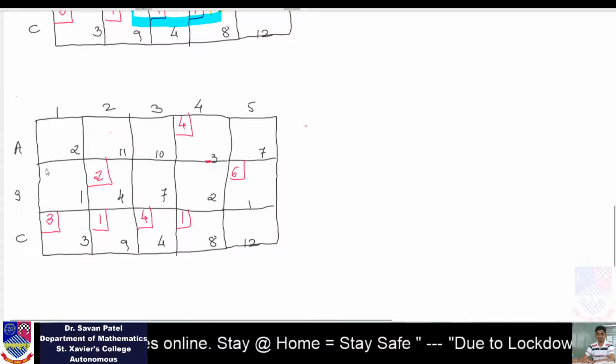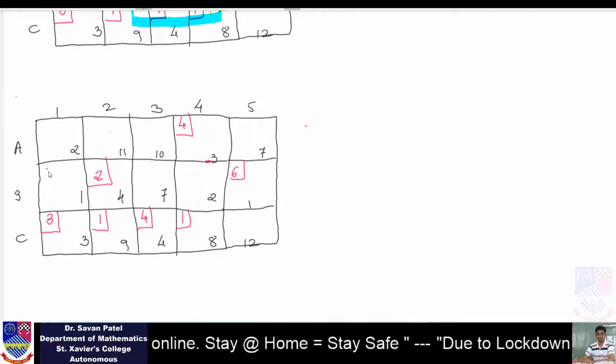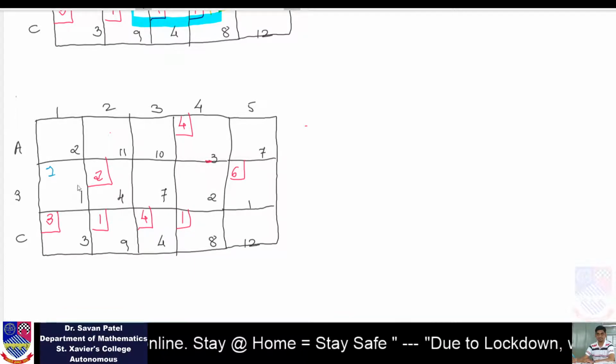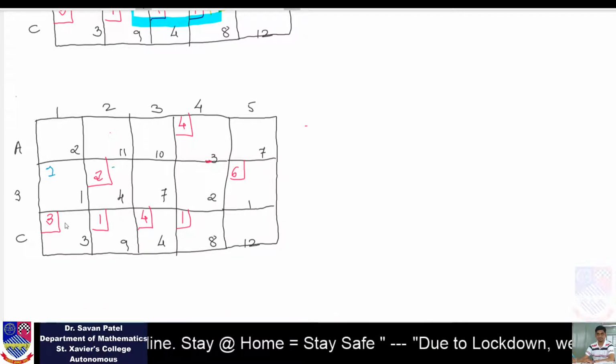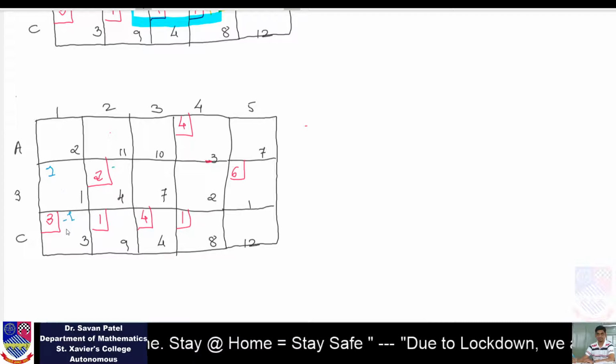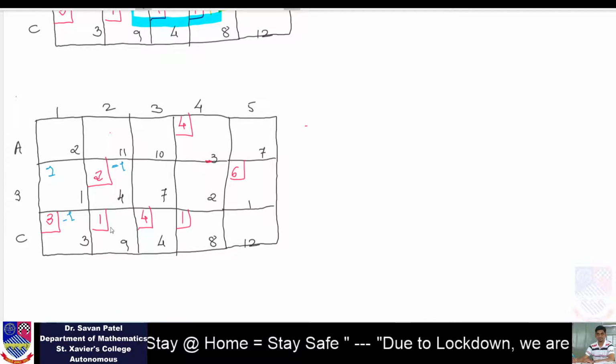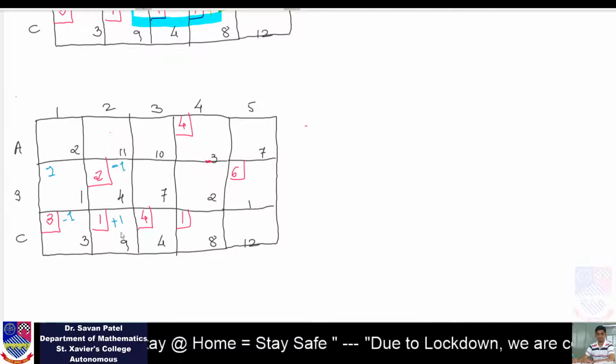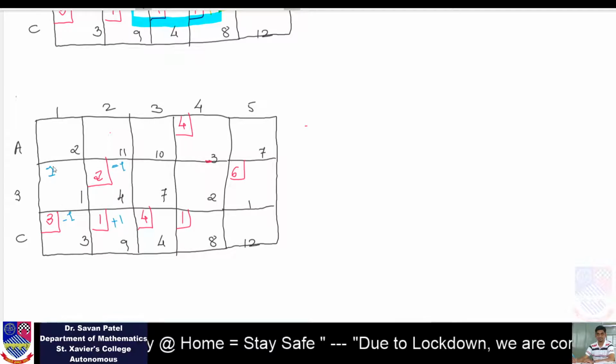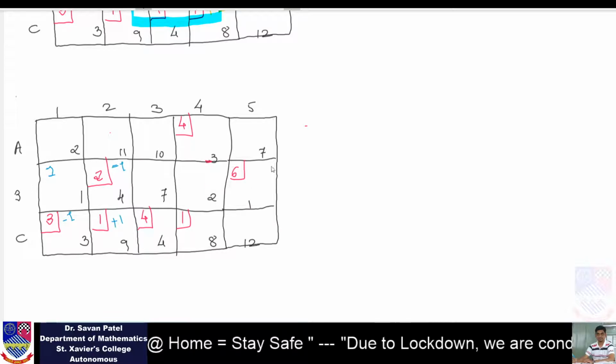Again in B we will calculate. Here, if we are transporting 1 unit, then we have to subtract 1 unit here to make the sum of these three. Now I am subtracting 1 unit here and adding 1 unit here. So minus 1 plus 1 cancels, minus 1 plus 1 cancels, minus 1 plus 1 cancels.